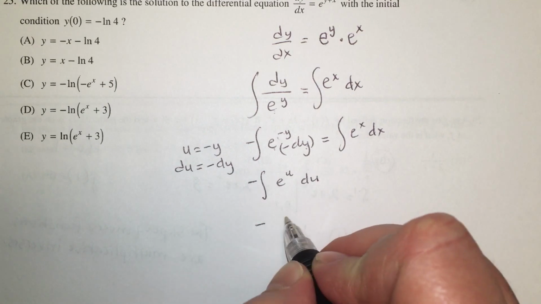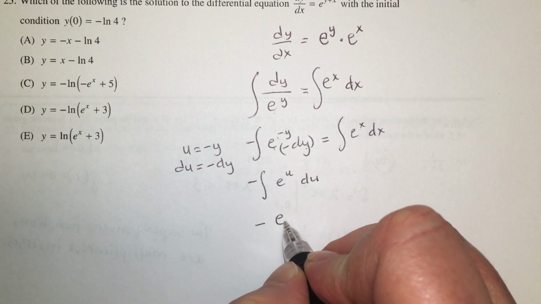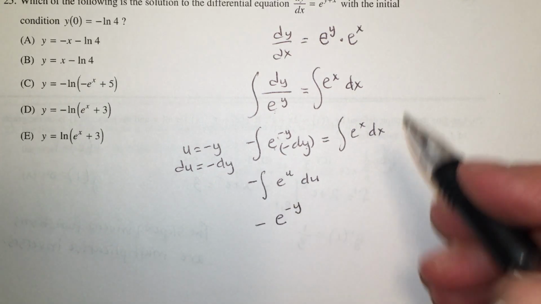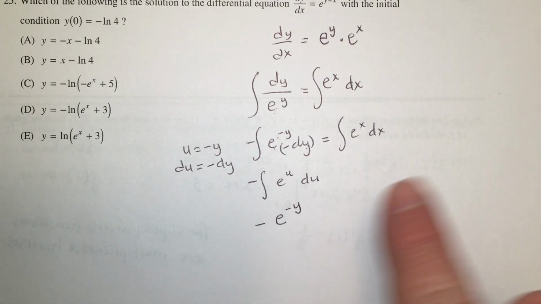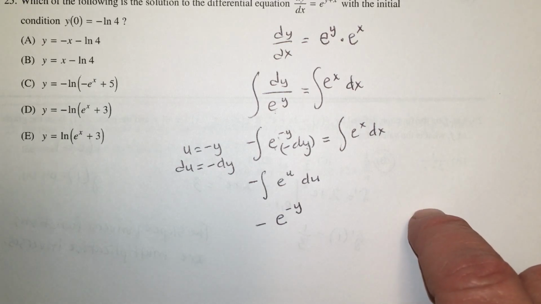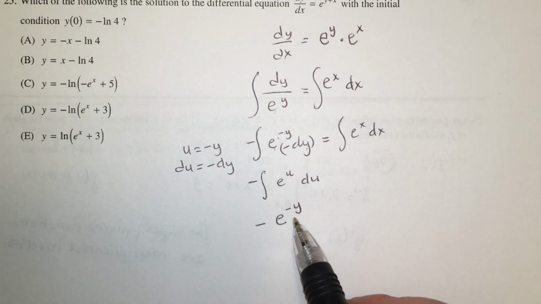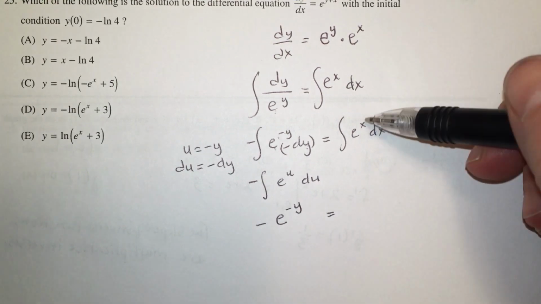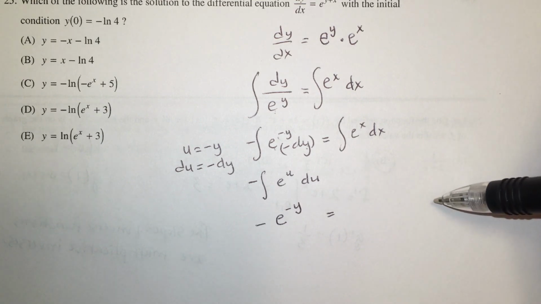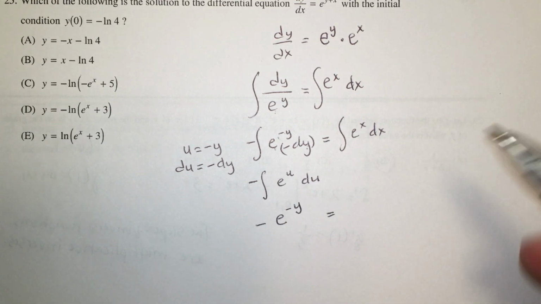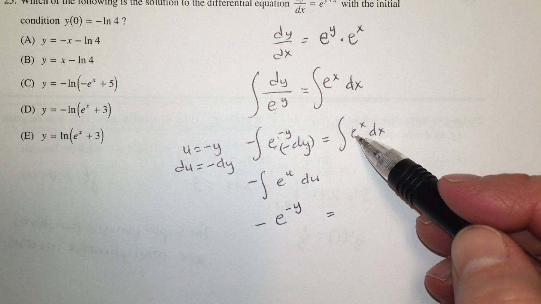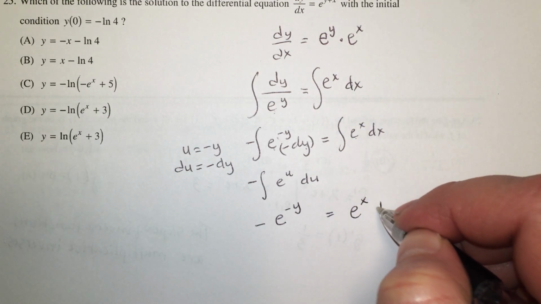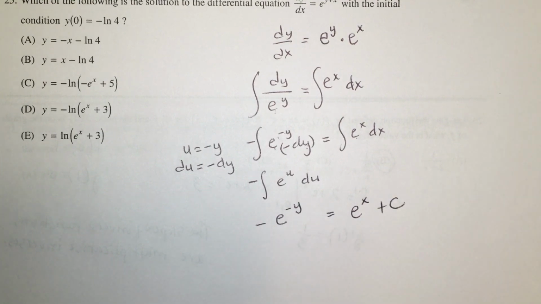So that gives us negative, and the antiderivative of e to the u is still e to the u, and our u is negative y. And remember, our plus c we're going to accumulate on one side, on the right side of the integral. Technically we'd have an arbitrary constant right here, but since the constants are arbitrary on both sides, we're just going to add them on the right side. So that's the antiderivative there. If we take the antiderivative of e to the x, then it's going to be e to the x, and then here's our plus c, which again compensates for both sides.